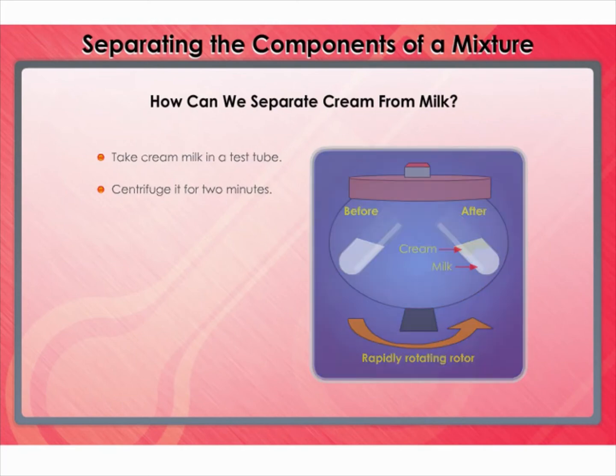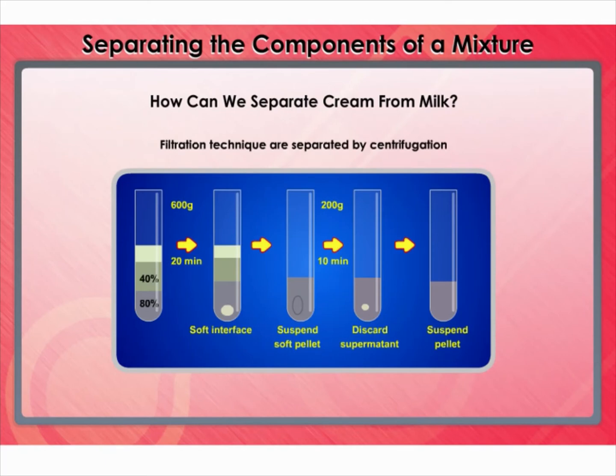Sometimes, the solid particles in a liquid are very small and pass through a filter paper. For such particles, the filtration technique fails, and they are separated by centrifugation. The principle is that the denser particles are forced to the bottom and the lighter particles stay at the top when spun rapidly.